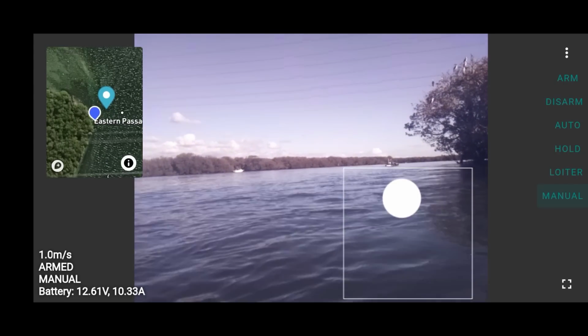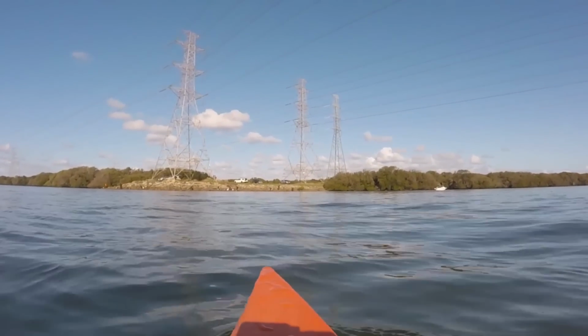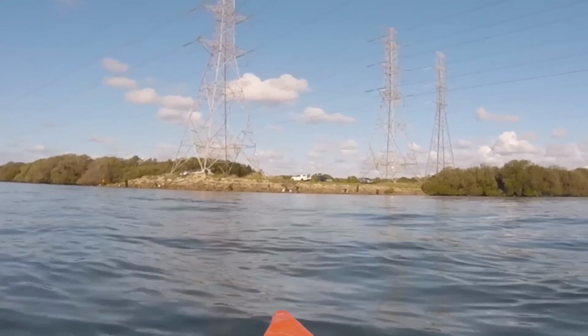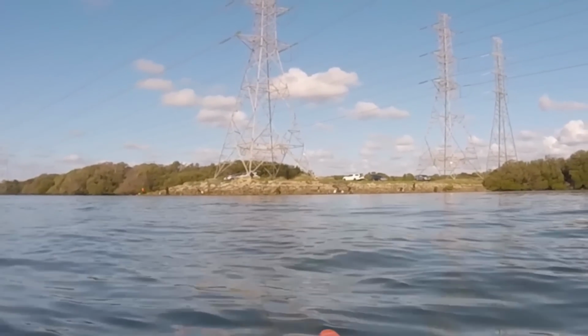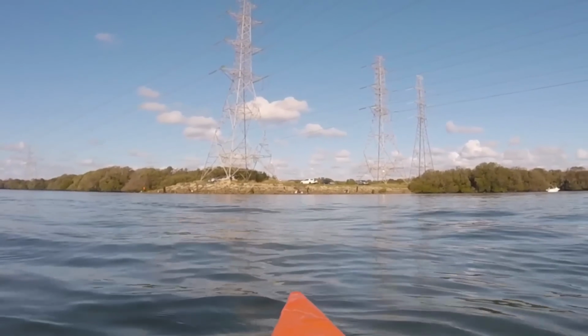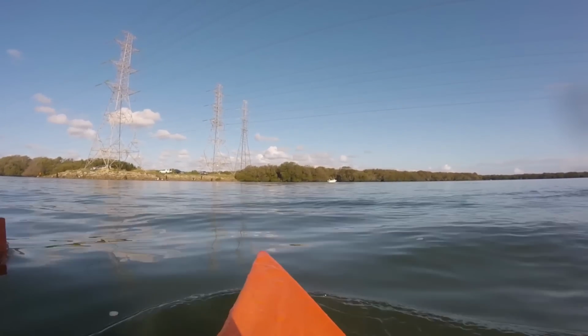I could see boats and kayaks ahead of me. I wasn't sure if they were fishing or not. On the opposite shore, I could see what looked like a lot of people. I didn't know if they were fishing either, and I definitely didn't want to get tangled in anyone's line. With this and the strong currents through this passage, I made the call to call off the mission.